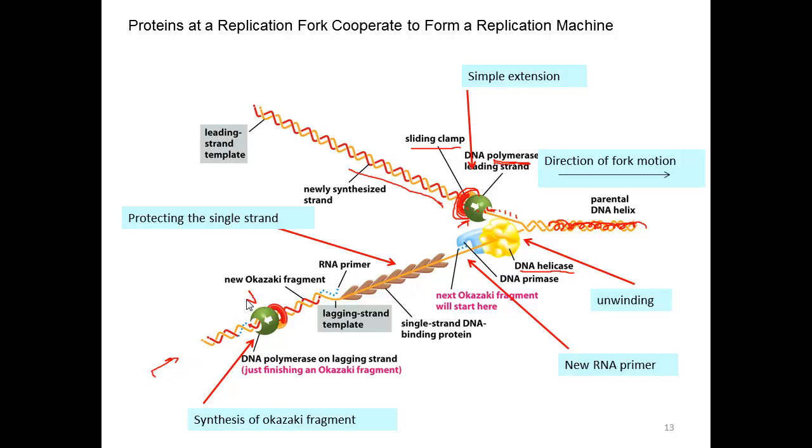On the lagging strand, the action trails a little bit. Here's the polymerase with a sliding clamp, and it's synthesizing this way. Closer to the fork, we see the enzyme DNA primase, which is adding ribonucleotides to form an RNA primer, because it doesn't need the prior bases of a primer to do that.